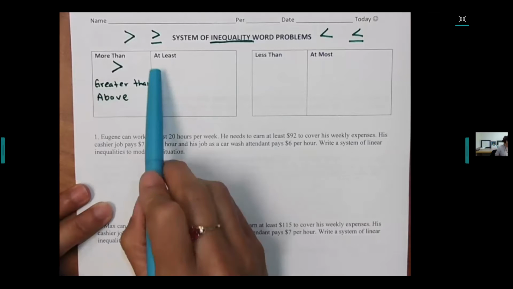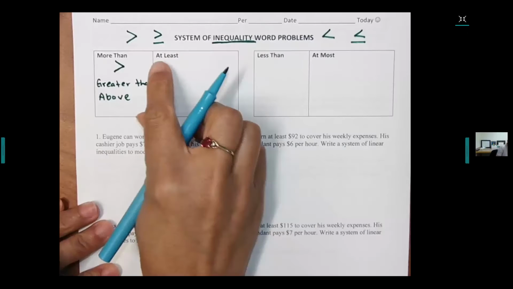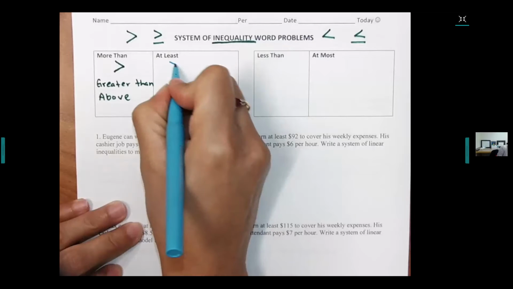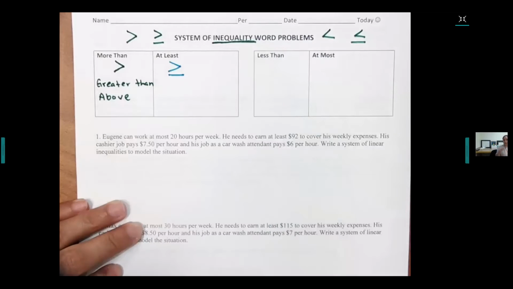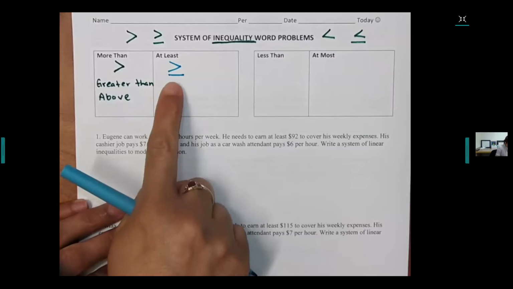Next one is at least. Think about it this way. If I ask you, I need you to make at least a 70 on the test in order to pass, right? You need to make at least 70% in order to pass. That means you need 70 or higher, right? If you make anything below 70, you're not passing. So when you see the word at least, you need greater than or equal to. So 70 would be included, right? 70 is still considered passing. So when you see the word at least, it means greater than or equal to, okay?